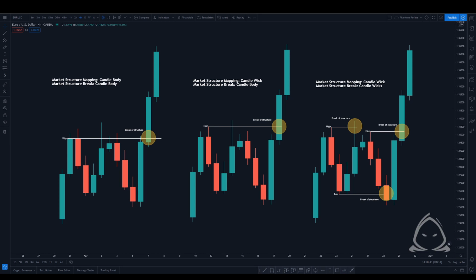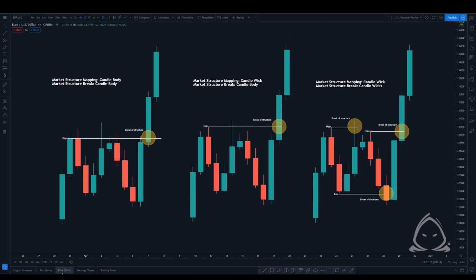One of the most interesting things about market structure and trading in general is that there are multiple ways to do the same things, and it ultimately comes down to your own personal preference and what you feel works best for you. Now, when we're looking at market structure, there are essentially 3 different types of ways to map out market structure and identify the breaks of market structure. Now let's go through the 3 different types. The first type we're going to look at is market structure mapping using the candle bodies and a market structure break identification using the candle bodies.